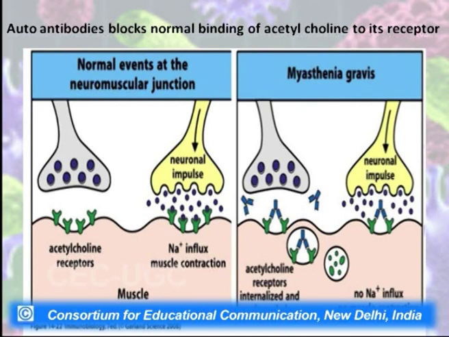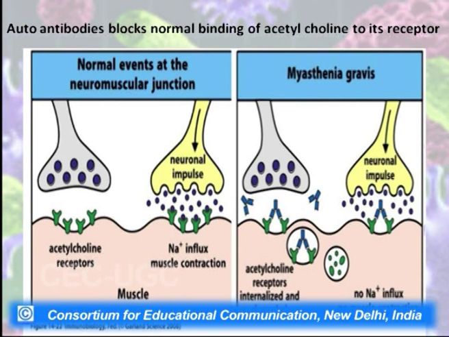Now, there is another of these diseases which we discussed, Myasthenia Gravis, where the autoantibodies are blocking the normal binding of acetylcholine to its receptor. Normally, acetylcholine which is produced at the neuromuscular junction will bind to the acetylcholine receptors and will cause sodium influx and muscle contraction.